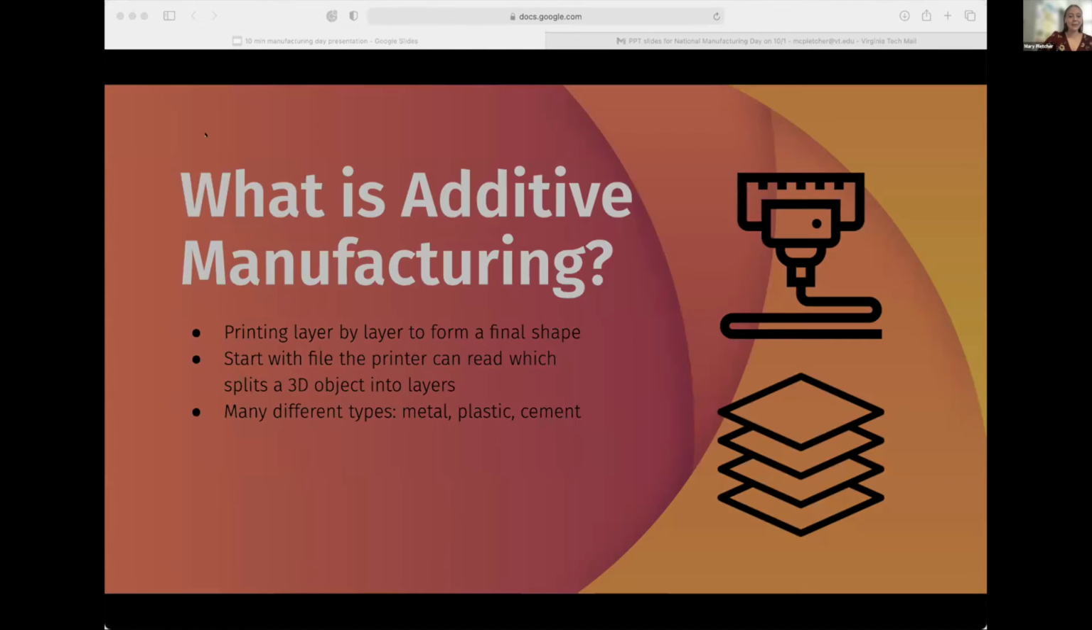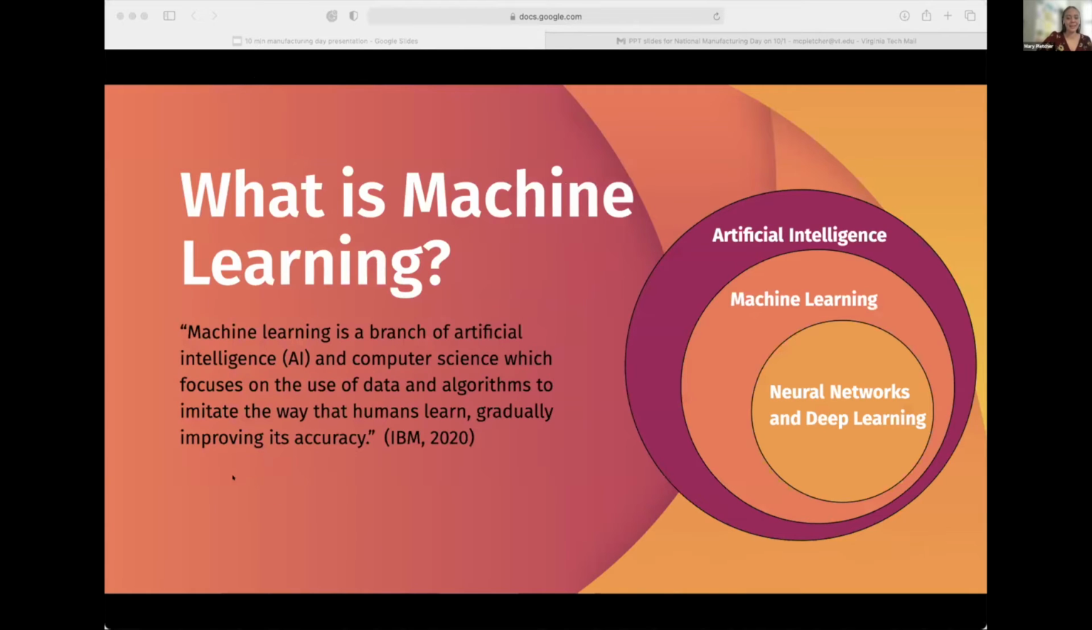And then finally, what is machine learning? Machine learning is a type of artificial intelligence that uses data and algorithms to imitate the way that humans learn. So as you can see on the right here, machine learning is a subsection of overall artificial intelligence that really focuses on imitating the way humans learn, which includes gradually learning and improving accuracy over time.